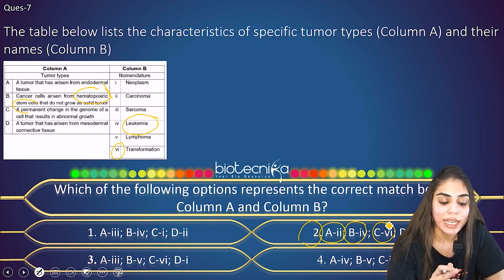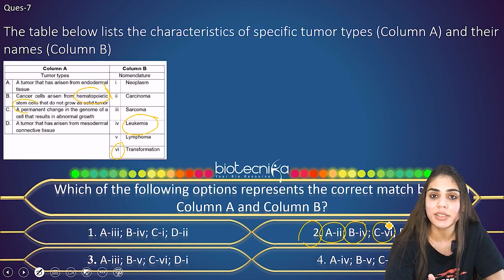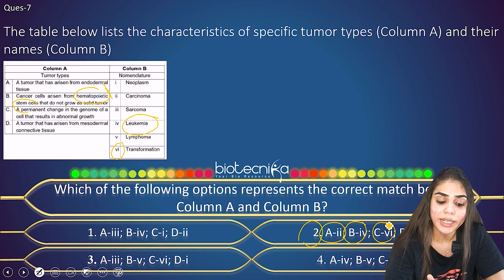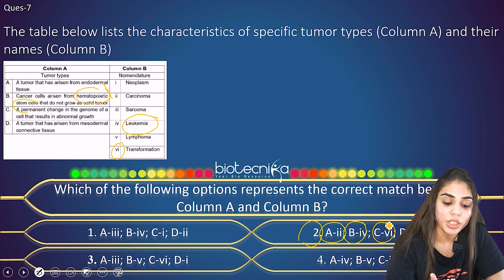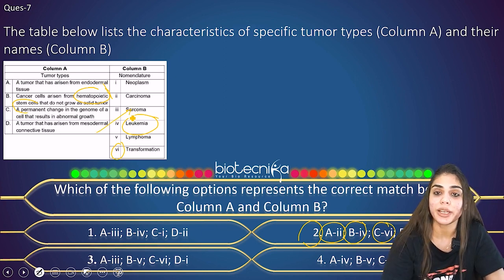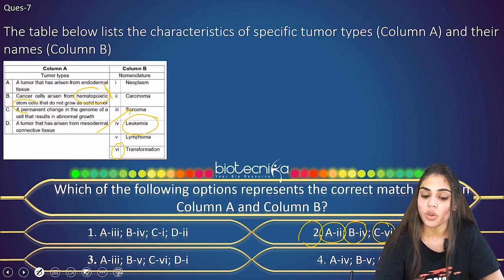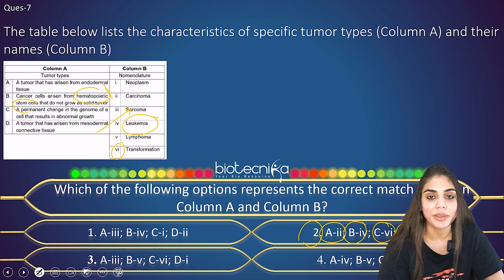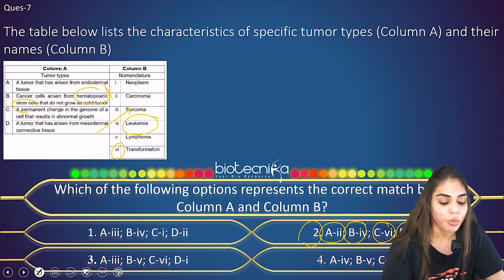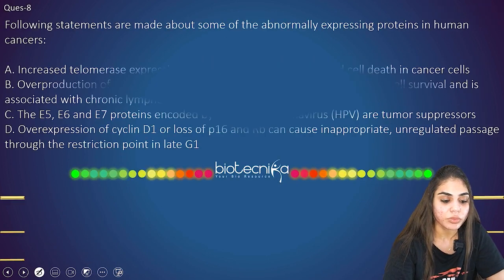A tumor that has arisen from mesodermal connective tissue. And this is very simple. You all know that cancer that arises from mutation in any kind of mesodermal connective tissue is associated with sarcoma. It is called sarcoma cancer. So the right answer for D is option 3. Accordingly, we have seen option 2 is the right answer. Now let's come to the next question.